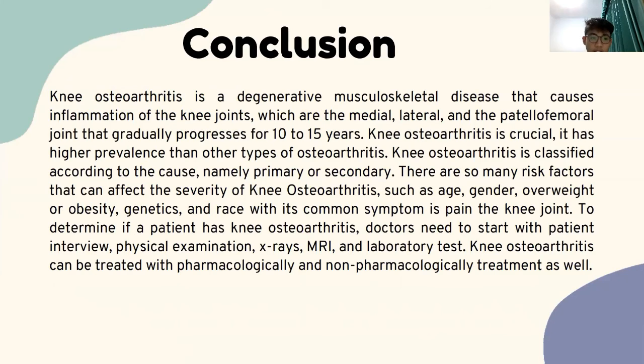Knee osteoarthritis is classified according to the cause, namely primary or secondary. There are many risk factors that can affect the severity of knee osteoarthritis, such as age, gender, overweight or obesity, genetics, and race, with its common symptom being pain in the knee joint. To determine if a patient has knee osteoarthritis, doctors need to start with a patient interview, physical examination, X-rays, MRI, and laboratory tests. Knee osteoarthritis can be treated pharmacologically and non-pharmacologically as well.